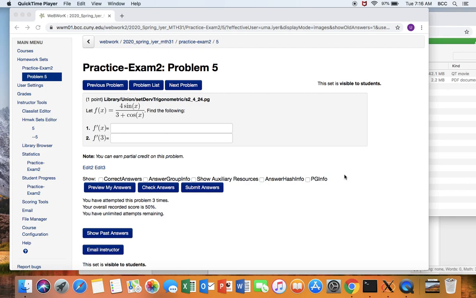Morning, everyone. So, here is my WeBWorK practice exam 2 problem 5. My question is, let f(x) be 4 sine x over 3 plus cosine x. The question is to find the derivative of f at x, and the second part is to find the derivative of f at 3.